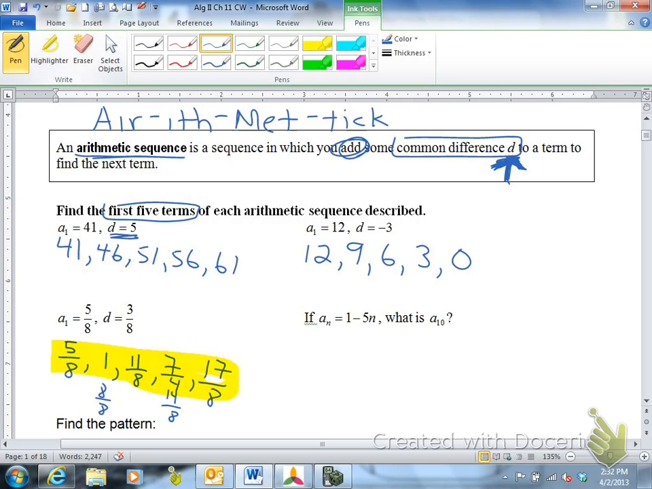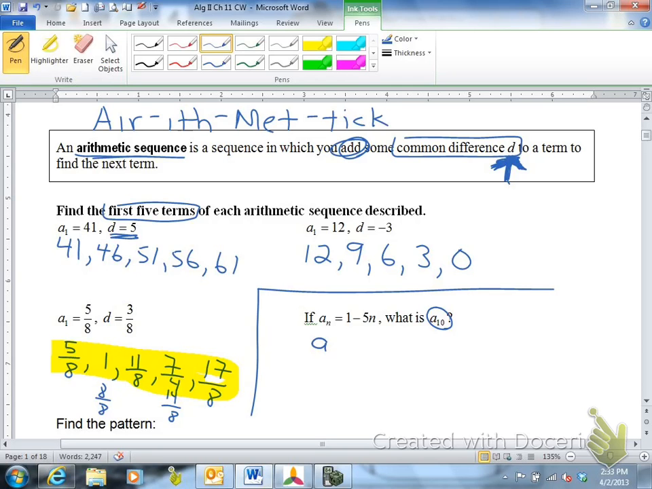So there are the next 5 terms. The next question is a little different than the other ones. It's basically just a formula with notation. On this one you have a sub n equals 1 minus 5n, and you're asked to find a sub 10, the 10th term in the sequence.